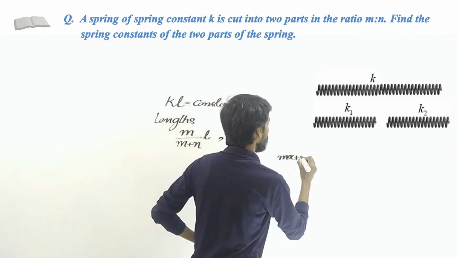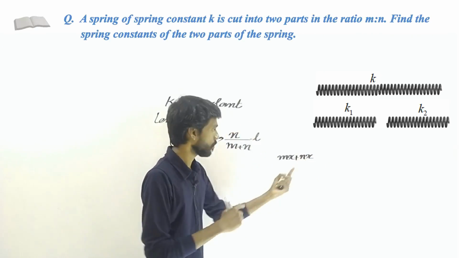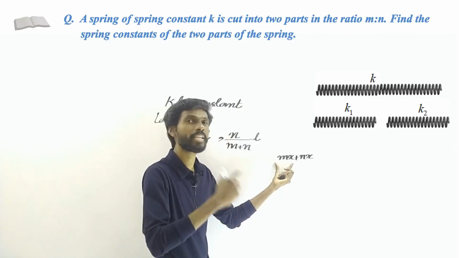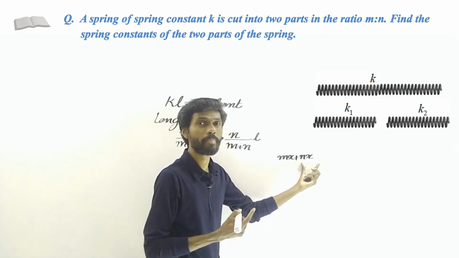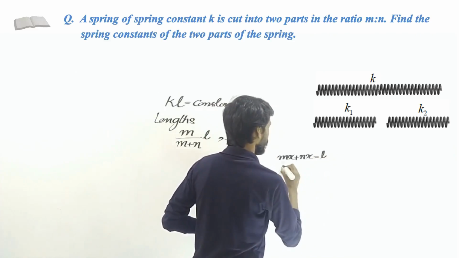The second part is some n, okay, x. Because the ratio is m:n, that means the first part is m multiplied by something, and the second part is n multiplied by something. But this is the total length, so that total length is L. So that gives you the value of x.